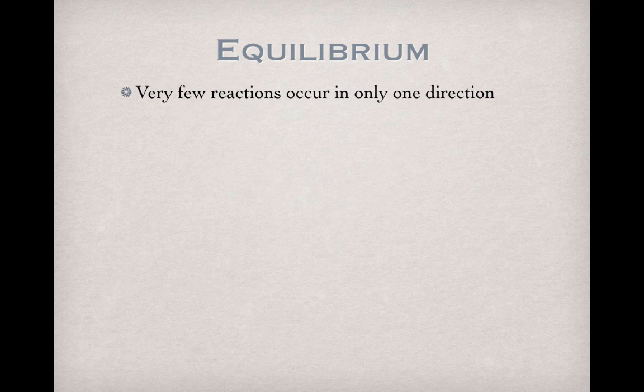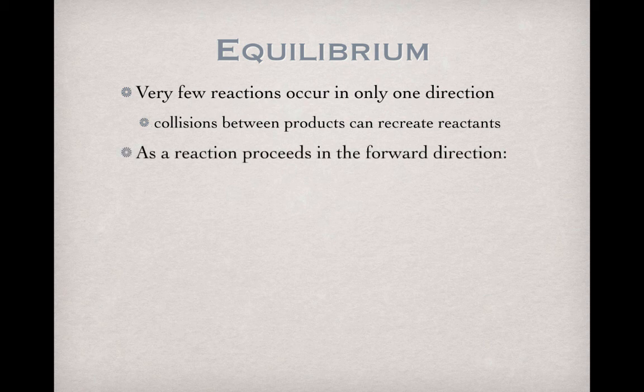Well, as it turns out, very few reactions only go in one single direction, and we saw a little bit of that here in this last lecture in kinetics. What we can also see is collisions between product molecules that can recreate reactants, and so products re-react and form reactants all over again.